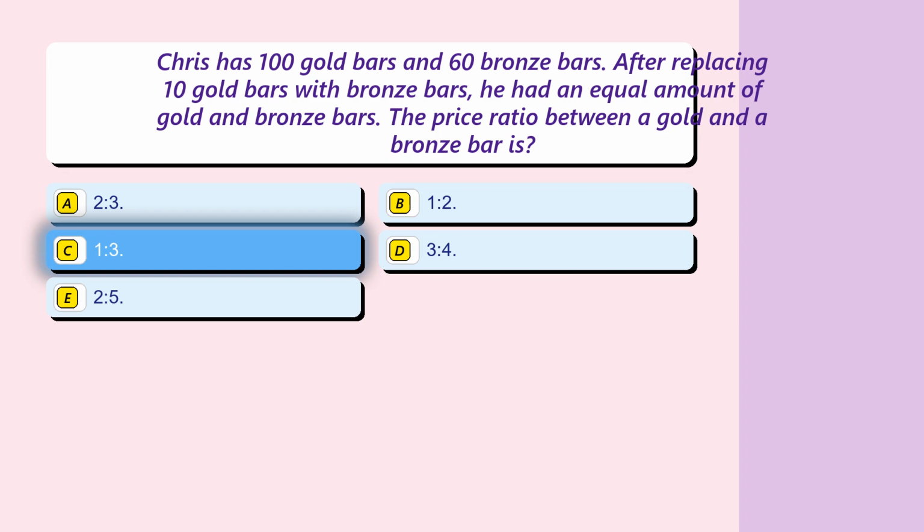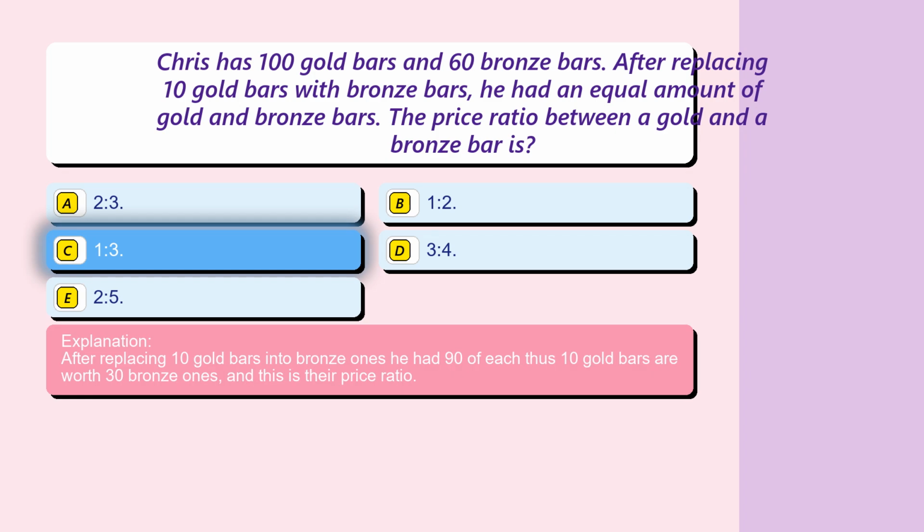The correct answer is option C, 1:3. After replacing 10 gold bars with bronze ones he had 90 of each, thus 10 gold bars are worth 30 bronze ones, and this is their price ratio.